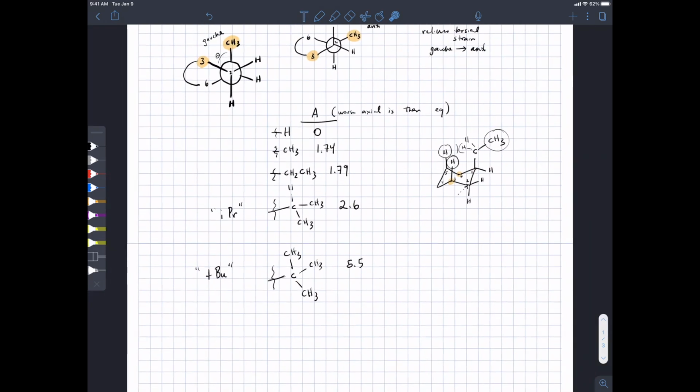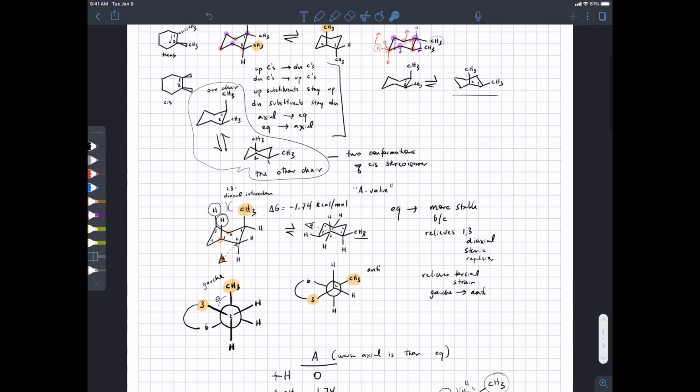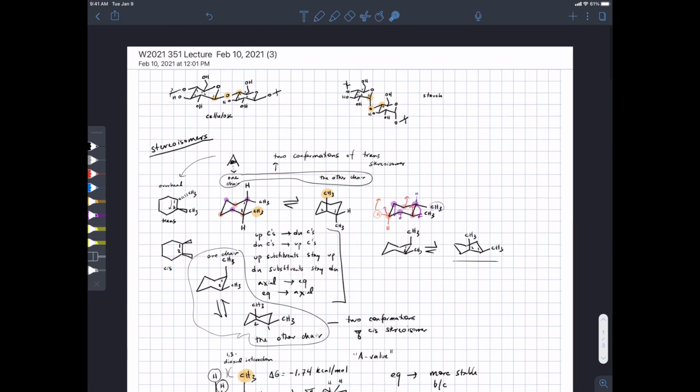Yeah? So if you have just a bunch of different groups on a ring, could you add up these different A values to figure out which one would be more stable? Yeah, the question is, if you have multiple things on the ring, can you sort of add and subtract A values to get an idea of which conformation is more stable? Qualitatively, yes. Of course, as you introduce more complexity, there's other issues and adjustments the molecule can make to resolve unforeseen issues.